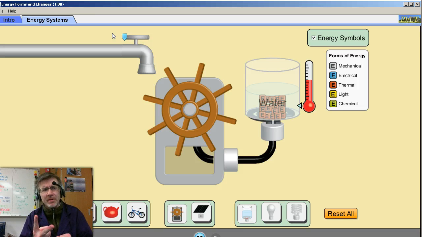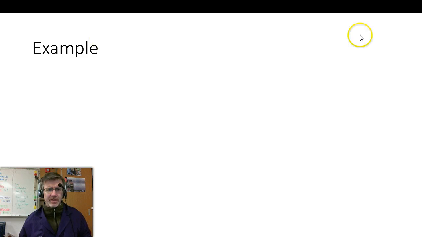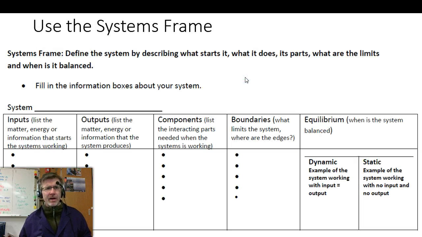Inputs, outputs, components, boundaries, equilibrium, static equilibrium, or dynamic equilibrium. That's what we're talking about when it comes to systems. So let's give this a try. We'll go back to our PowerPoint here. We were talking about an example, and now let's apply this example using the systems frame.